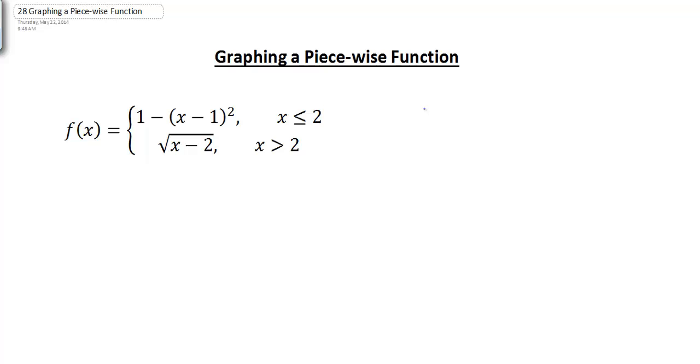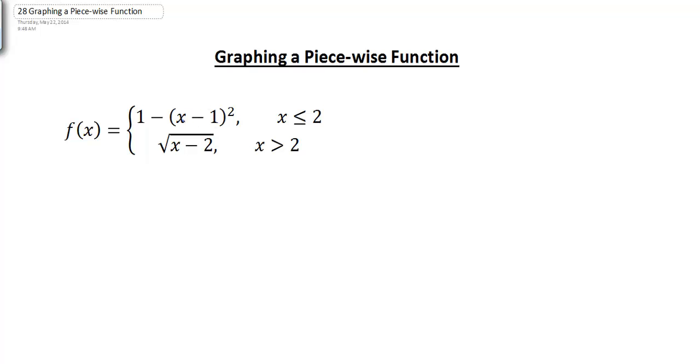Now we're going to look at our piecewise functions again, and here we're going to look at how we go about graphing a piecewise function. Recall a piecewise function is where we're taking two functions and putting them together to make one function. And here notice the first part of our function is 1 minus the quantity of x minus 1 squared.